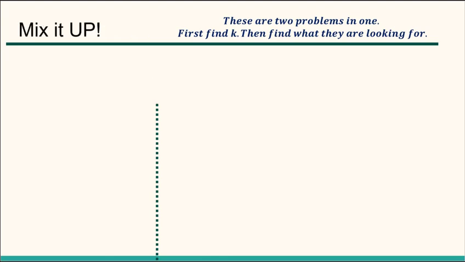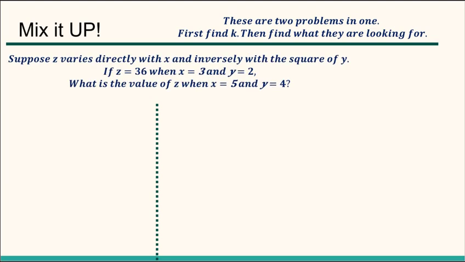Let's do one more. All right, let's mix it up and make this one really long. No matter what, even if they're long, there's still two problems in one. First, you have to find k, then you find what you're looking for. So here we go. Suppose z varies directly with x and inversely with the square of y. Well, as soon as they said z varies, I write z equals. And then directly with x, that means multiply, k times x. Inversely, write that division sign with the square of y, so write it over y squared.